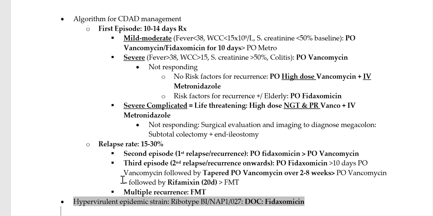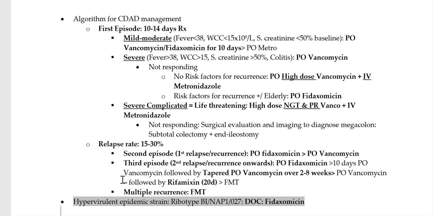If it is a severe condition, fever more than 38, WBC count more than 15 x 10^9 per liter, and serum creatinine more than 50% above baseline, or there is evidence of colitis, then give oral vancomycin. If it is not responding and there is no risk factor for recurrence, then in such non-responding severe cases, you can give high-dose vancomycin orally along with IV metronidazole. If there are risk factors for recurrence or the person is elderly, then you should use oral fidaxomicin.